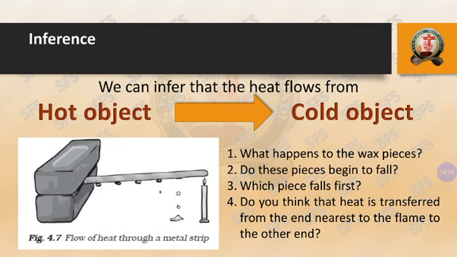And the third one, which piece falls first? The piece which formed nearest to the flame, where the heat or the temperature is high. So in that position what is happening? The wax is melting. Then the fourth one, do you think that heat is transferred from the end nearest to the flame to the other end? Yes, absolutely. So the heat will transfer from the nearest to the farthest point from the flame. That's how the heat transfer will take place. Heat transfer always takes place from hot region to cold region. So this you need to understand.